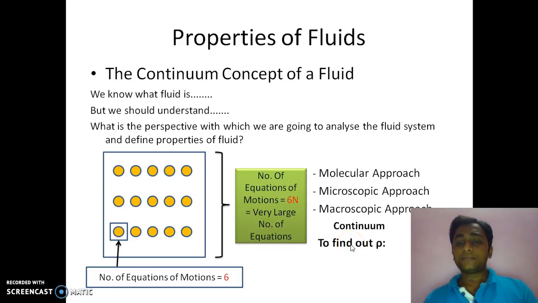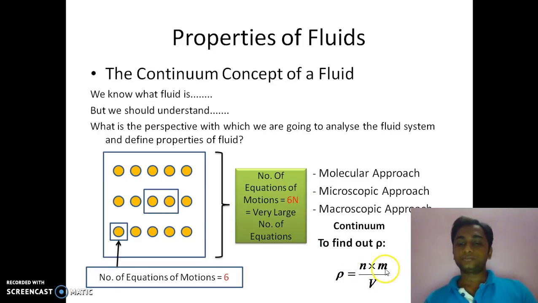Now with the help of this continuum approach, we will define one of the properties, which is known as the density, denoted by rho. Now what exactly is density? We all know mass density we can define as mass per unit volume. So to define density, we'll select a certain volume here. Whatever number of molecules we have within this volume, we denote by small n, and this n multiplied by the mass of an individual molecule will give you the total mass present within this volume that we have considered.